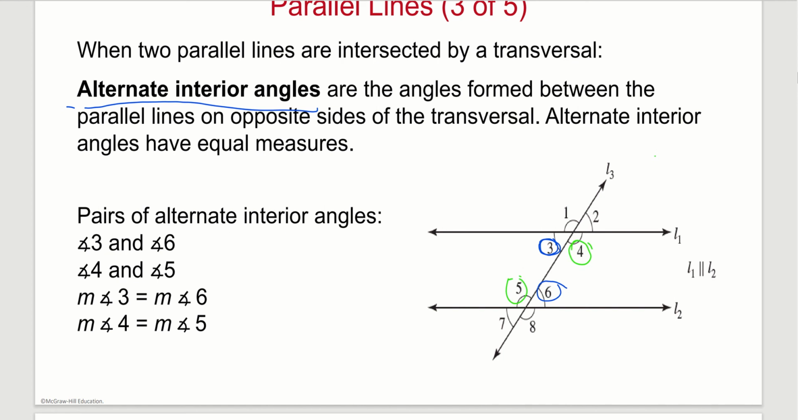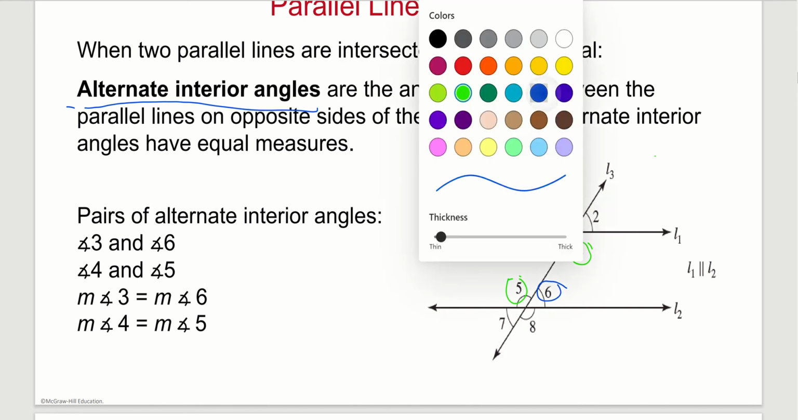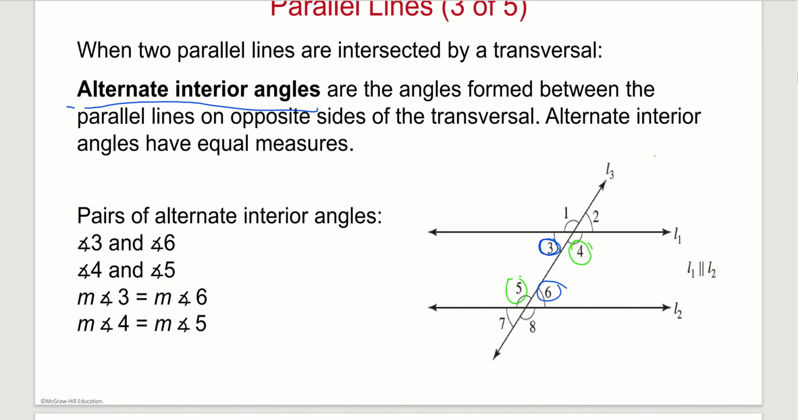And the important thing as it pertains to this is that alternate interior angles have equal measures. So whatever the measure of angle 3 is, that's also going to be the measure of angle 6. And similarly, whatever angle 4 measures will also be the measure of angle 5. So these two and these two will have the same measurement.